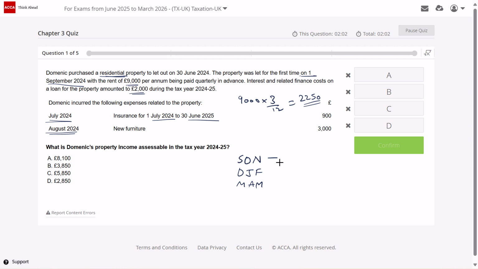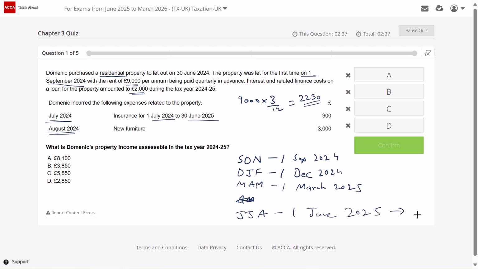And for September, October, November, it would have been received on 1st September 2024. Then for the next quarter, that is December, Jan, Feb, it must have been received on 1st December 2024. And for March, April, May, it will be 1st of March 2025. For the next quarter, June, July, August, it must have been received on 1st June 2025.